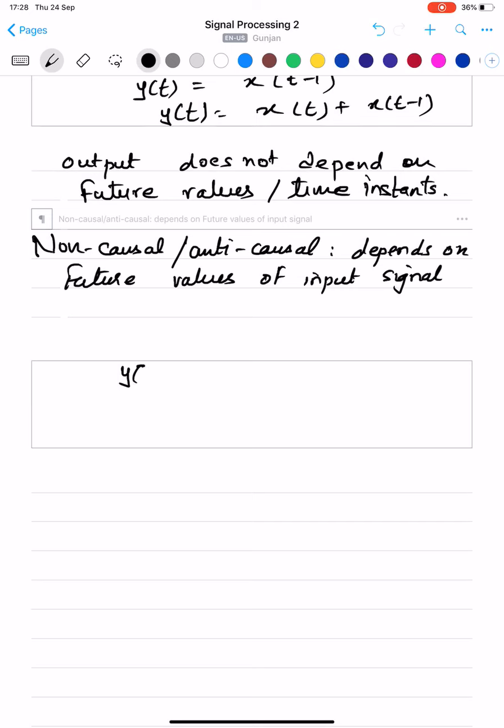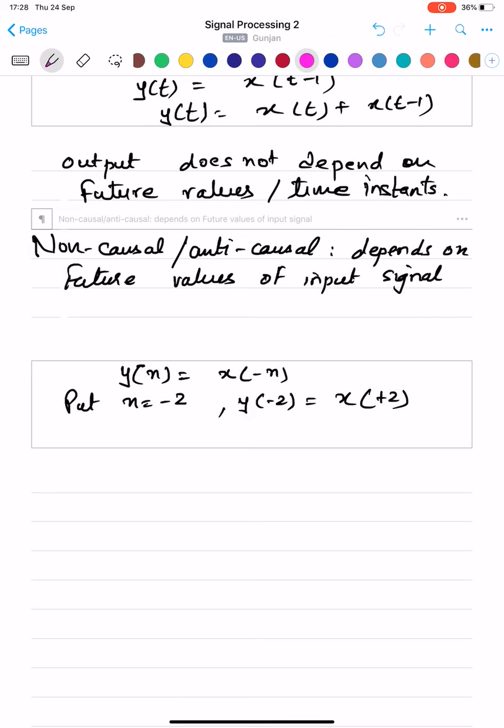An example of it, suppose I'm taking an example in discrete time domain, that y(n) equals x(minus n). Now if I put n equals minus 2, then y(minus 2) is equal to x(plus 2). So from here you can see clearly that the present value depends upon a future value, means the output value at minus 2 depends upon an input value at plus 2.